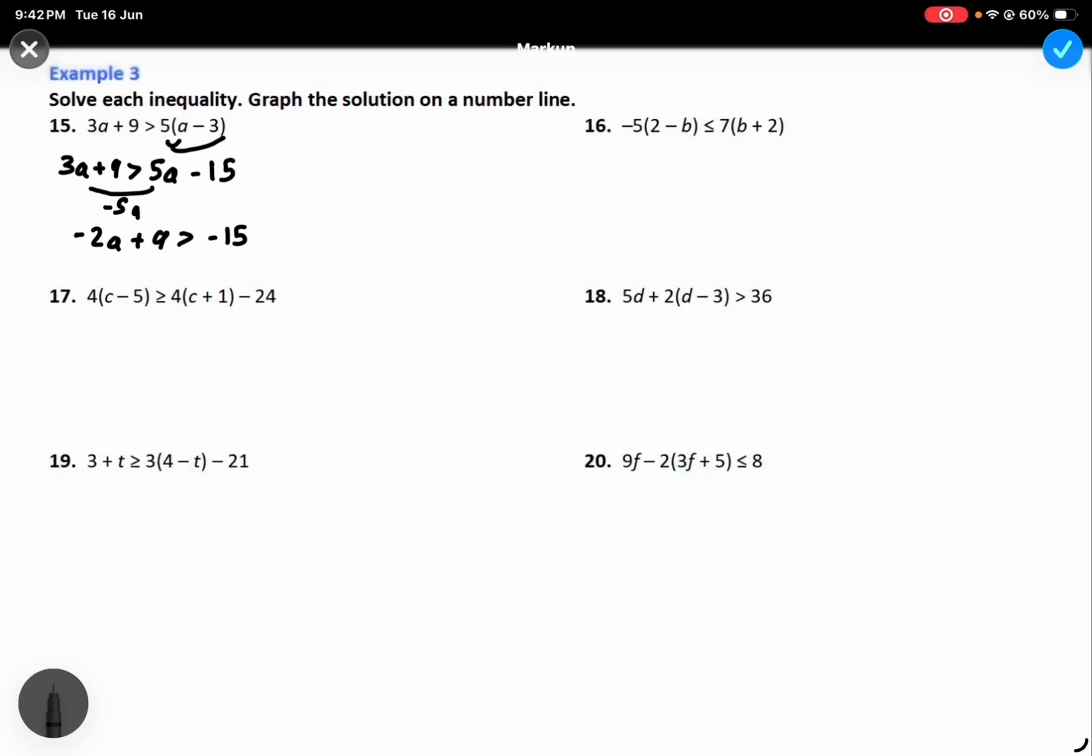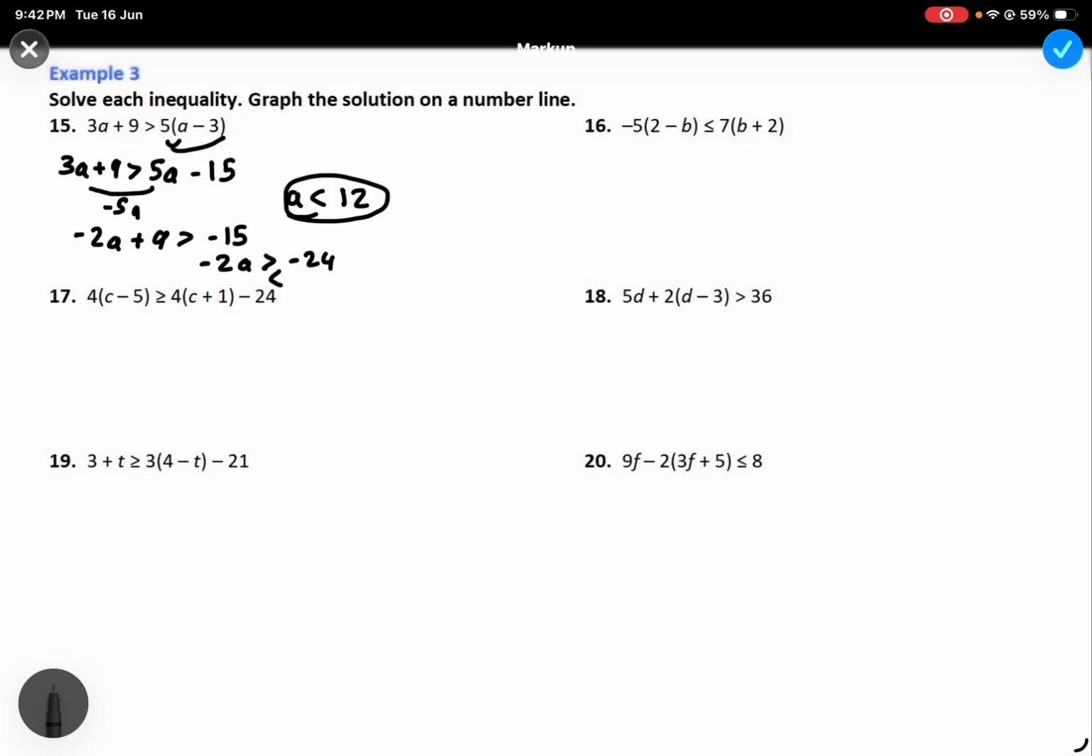And then we take the 9 to the other side, we subtract 9, and we get minus 2a is greater than negative 24. When we divide by negative numbers, the sign changes. So instead of greater than, it becomes less than. So a is less than negative 24 divided by negative 2, which is 12. And this is our answer. A is less than 12.